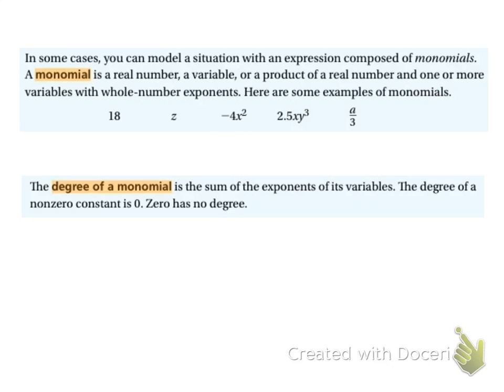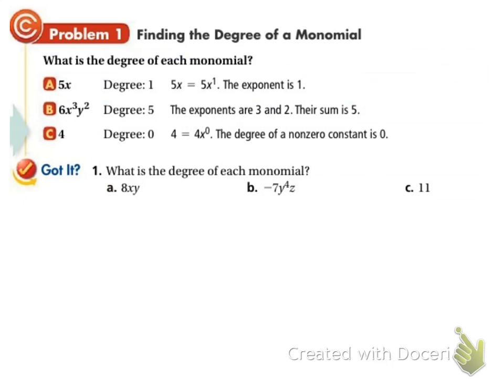This one would be a degree 2. This one, there's an invisible 1. There's always a 1 there. So x to the first, y to the third. So this would be a degree of 4, because 3 plus 1 is 4. So let's try a few examples. We're going to look at our 3 problems down here and figure out their degrees.